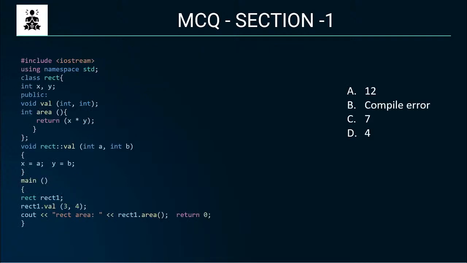The next question is, what will be the output of this question? This is a little bit complex, but it has a static variable. No, it doesn't have any static data members, but it has a function outside the class. So what will be the answer of this question?